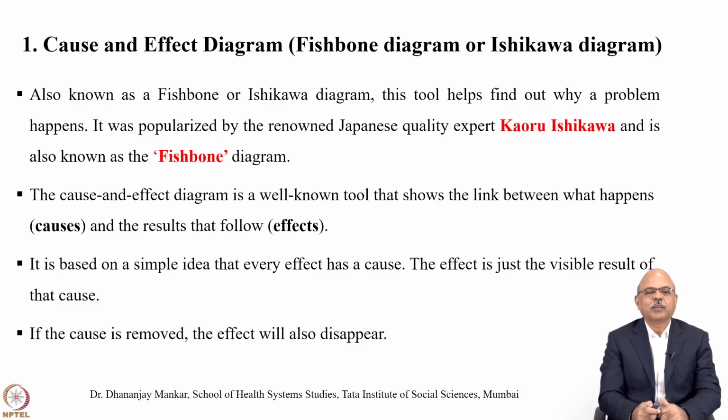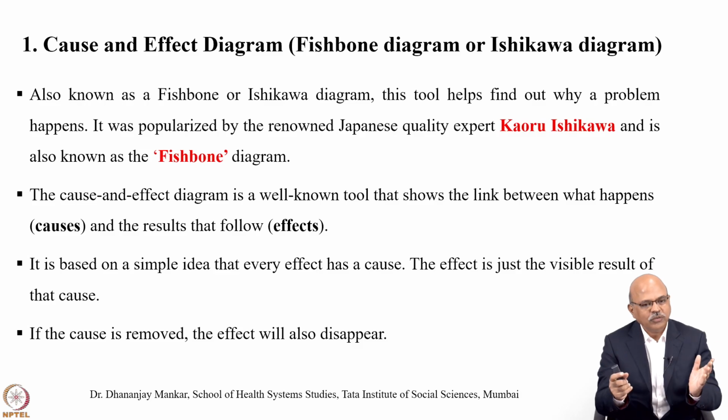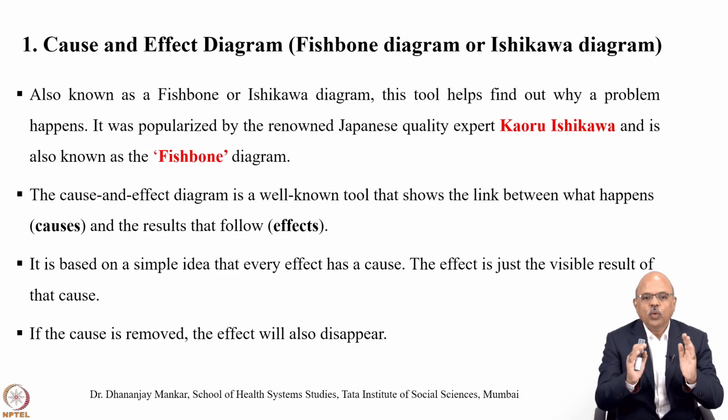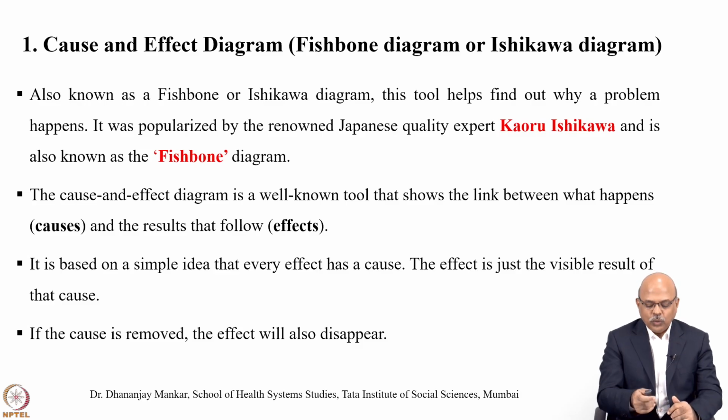The cause and effect diagram is a well-known tool that shows the link between what happens as causes and the results that flow as effects. It is based on a simple idea that every effect has a cause. The effect is just the visible result of that cause. I have emphasized that the effect is just the visible result of the cause, so you have to work on the cause. If the cause is removed, the effect will also disappear with it.